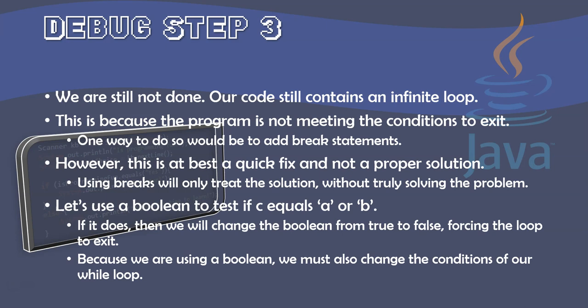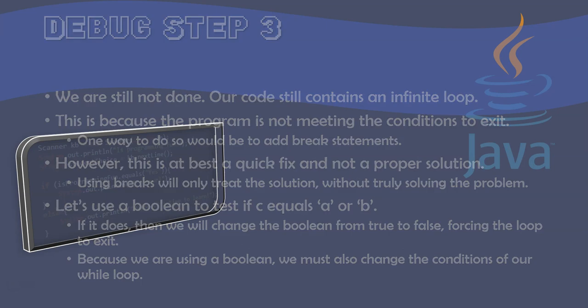So we're going to instead use a Boolean to test to see if c, which is the character we're getting, is equal to the character A or the character B. If it does equal those, then we can change the Boolean value from true to false and force the loop to exit. Because we are using a Boolean here, we are also going to have to change the conditions of our while loop, because before it wasn't set up that way.